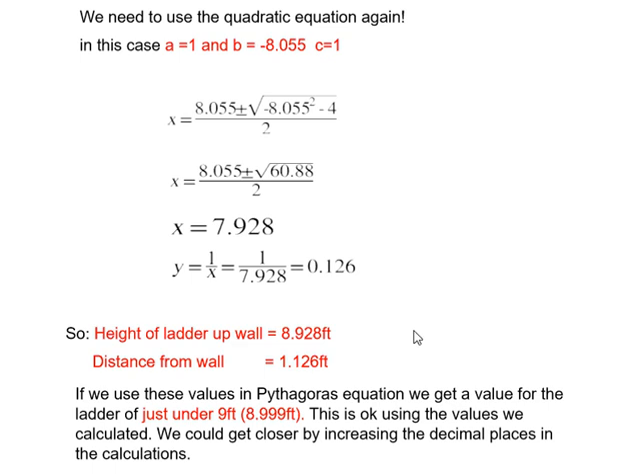Of course, there are two answers for the height of the ladder. It could be 1.126, and the distance from the bottom of the wall to the ladder could be 8.928, but logically I've got the ladder going this way up rather than that way up.